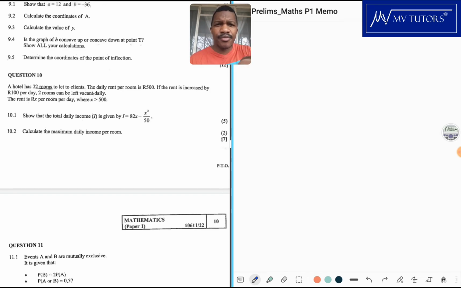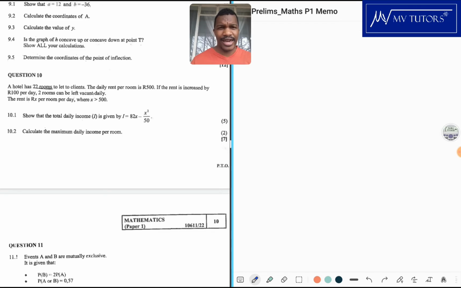So it says a hotel has 72 rooms to let to clients. The daily rent per room is 500 rand. If the rent is increased by 100 rand per day, 2 rooms can be left vacant daily. Now, the first defense with such type questions is understanding what the English is actually saying. Because if you don't understand the question, you will not answer the right thing. And that's what I battled with the most, because I was getting the concept wrong of understanding this question.